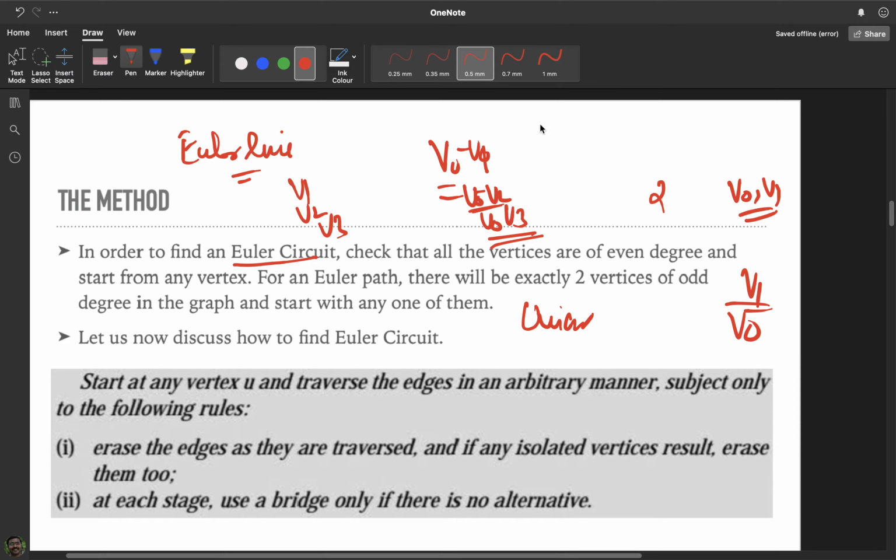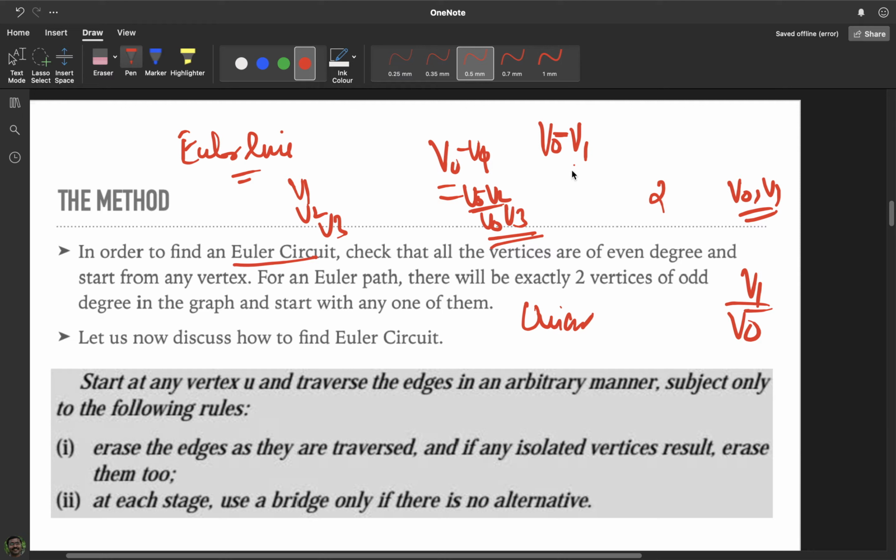So from the starting vertex, the next vertex is chosen in such a way that this edge will not be a bridge. If there are no such edges, suppose there is only one bridge left and no more edges, then you can choose that bridge at the last instance only. Now the next step is that you will delete this chosen edge from the graph so that you will not repeat this edge again.